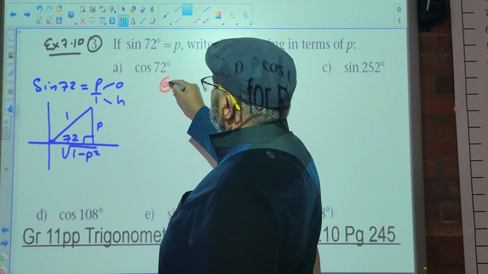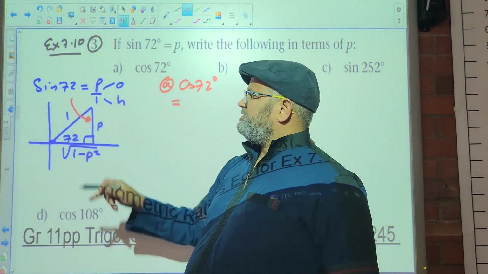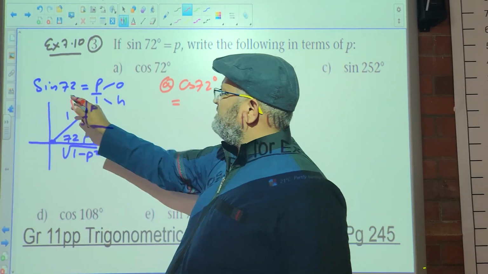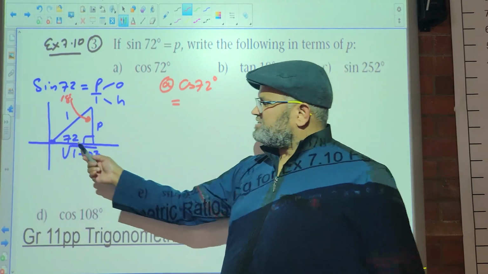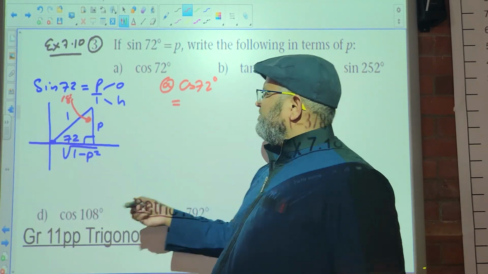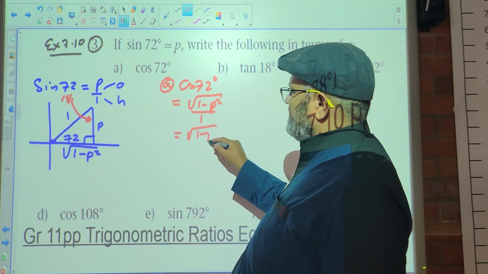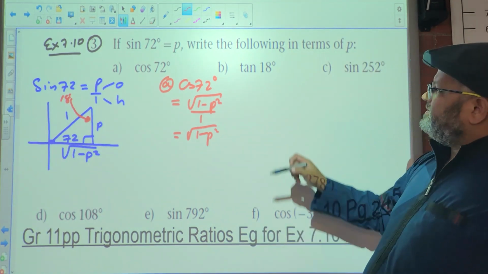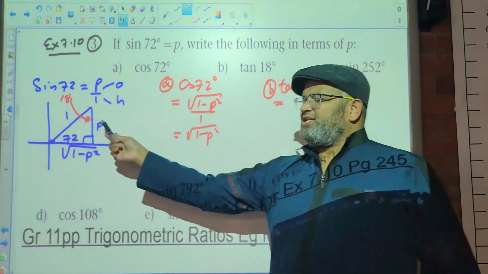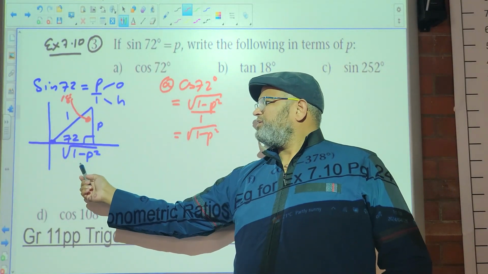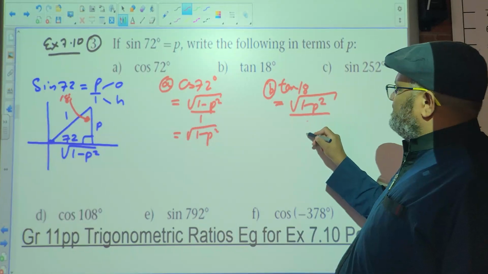Then let's look at A. A is cos of 72 degrees. What is the size of this angle here? 18, since it's 180 minus 90 minus 72. So cos, what does cos stand for? Adjacent over hypotenuse, so it's the square root of 1 minus p squared over 1, which is the square root of 1 minus p squared. Let's look at B. Tan of 18. Now use the 18 degree angle. What does tan stand for? Opposite over adjacent. So it's going to be the square root of 1 minus p squared over p.